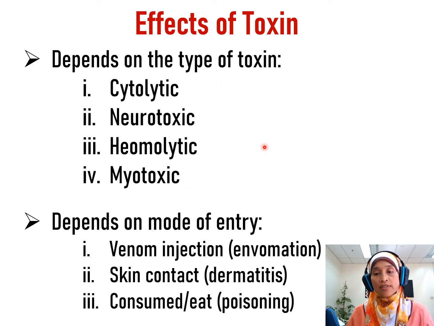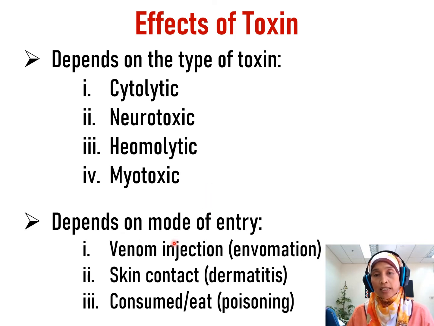There are four general types or classes of toxin: cytolytic, being the breakdown of cells; neurotoxic, meaning that the toxin works on the nervous system; hemolytic toxin would mean that the toxin will work on the cardiovascular system, mostly on the coagulopathy pathway; and myotoxic toxins would work on the muscle tissue, resulting in the breakdown of the muscles.